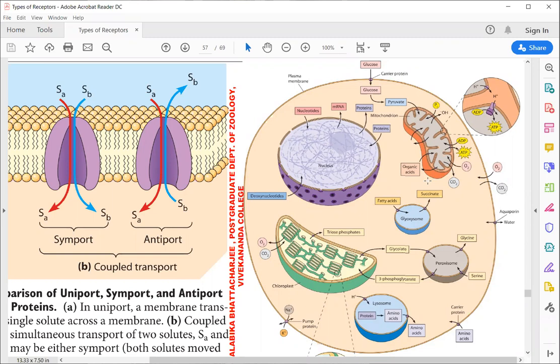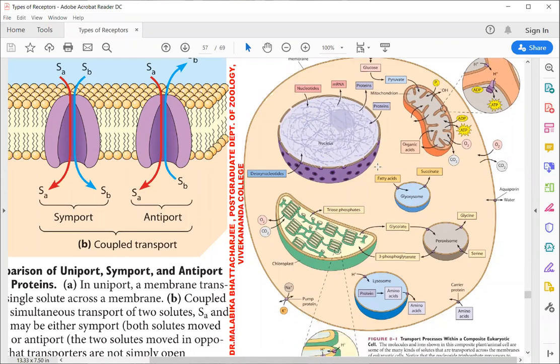So the laws of transport which we just discussed, diffusion, active transport, passive transport, secondary active transport, facilitated diffusion, these laws of transport hold true for these categories of biological membranes also. So this is something to be thought about and understood.